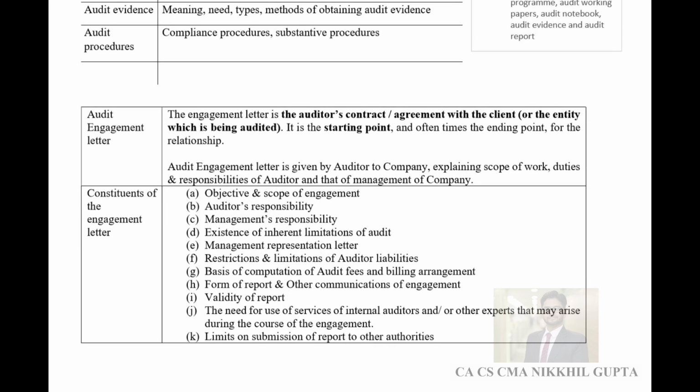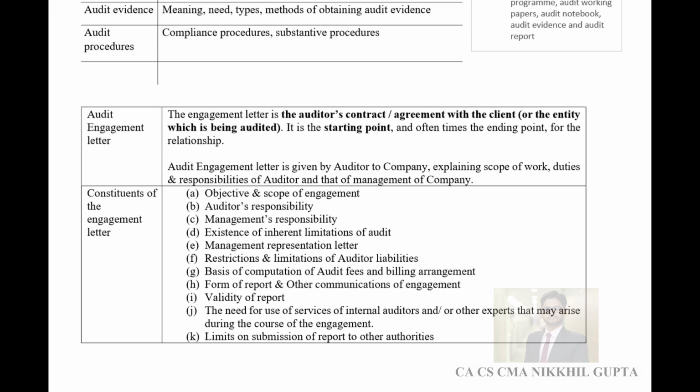So guys, what is an audit engagement letter? Audit engagement letter is a written agreement between the auditor and the auditee, in which all the terms and conditions of the audit are recorded. Whatever is being agreed between the auditor and the company, all those things are to be recorded in the engagement letter. For example, the scope of audit.